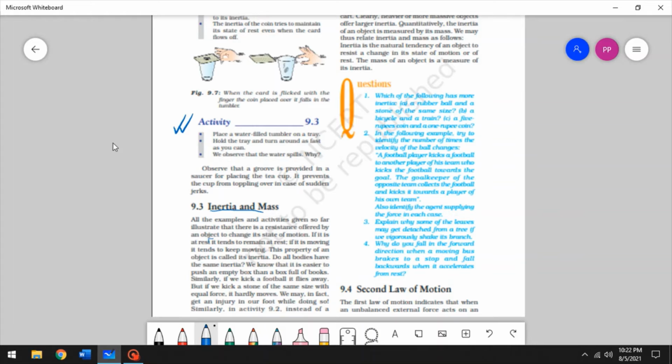If it is at rest, it tends to remain at rest. If it's a balanced force, an object at rest tends to stay at rest, and an object in motion tends to remain in motion. That property is called inertia. So how we learn is, inertia is the inability of an object to change its state of motion under the influence of a balanced force. So under a balanced force, an object at rest will stay at rest, and an object in motion will remain in motion.